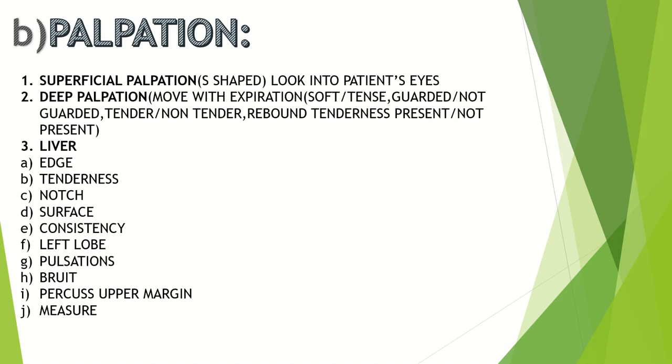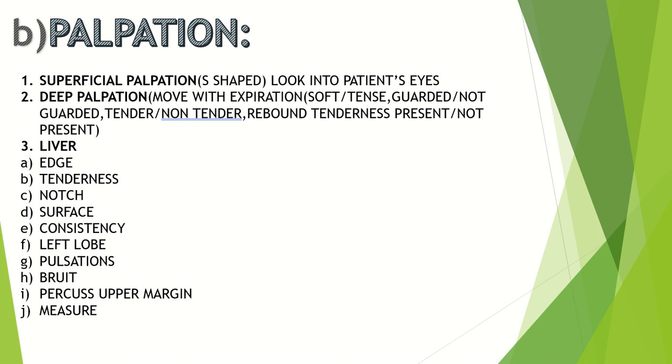Now come to the second step, that is called the palpation. In palpation, first of all, do superficial palpation in an S shape so that you don't miss any quadrant, and look into the patient's eyes, which will tell you if he is in pain or not, and which will further tell you whether the abdomen is tender or not tender.